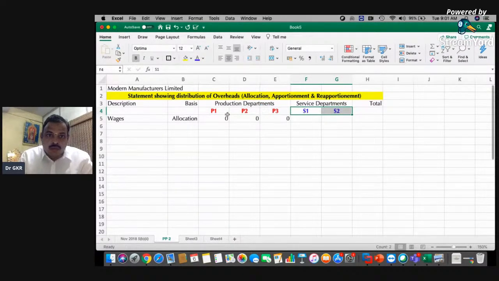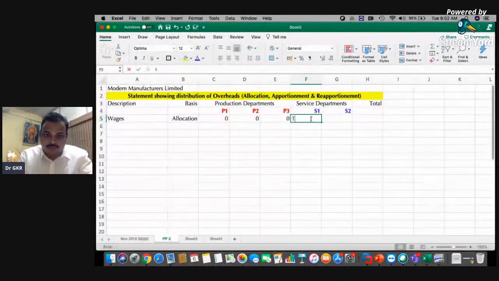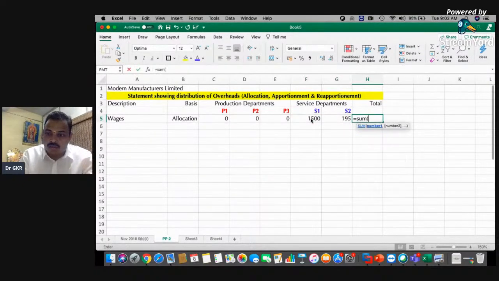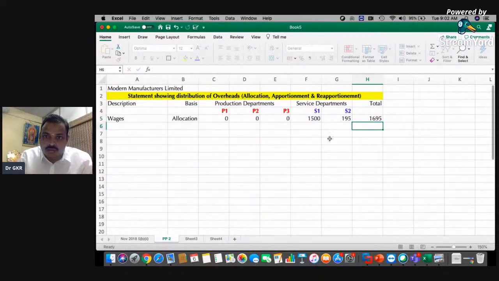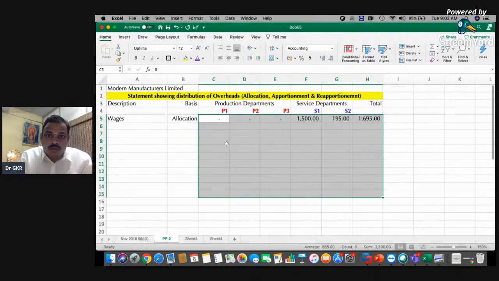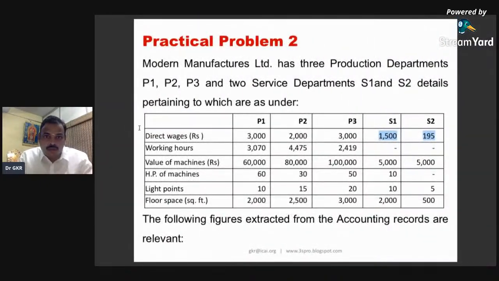Good. So what is your S1 and S2? 1,500 and 195. So what is your total? Your total is this 1,695. Okay, good. So now let's go to the next one. So what is the next one? These are all the basis given.